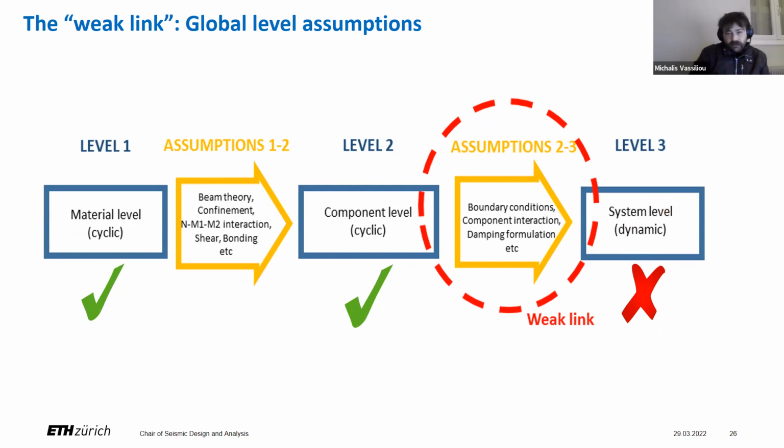So our idea is to focus only on the global level assumptions, only here, for a given and experimentally obtained component level behavior at a small scale. So we will try to do small scale testing, knowing that we will distort the specimen because of the scale dependence of the material properties, but we will quantify this dependence by doing component level testing, and then just focus on calibration of our models, of our global level assumptions that the models make.